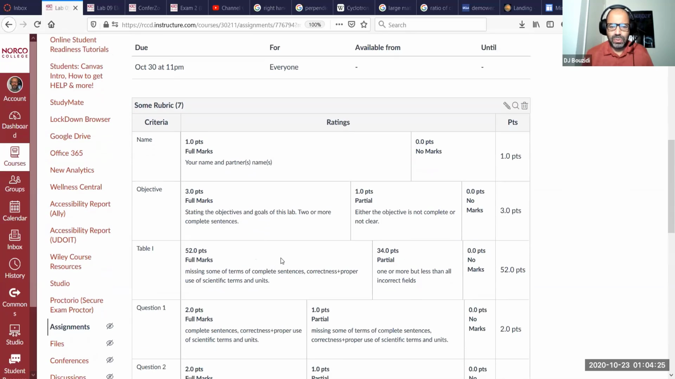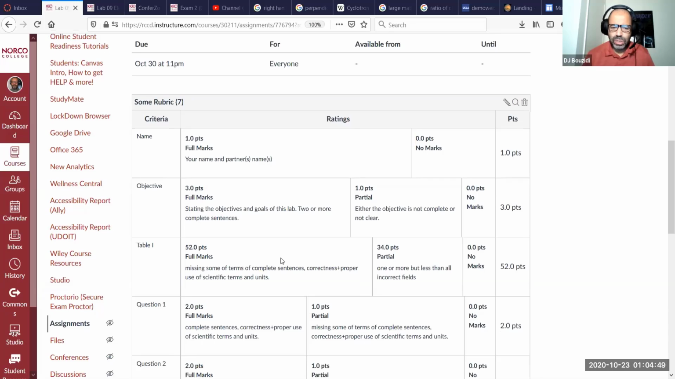Then we have the tables. We start right away after the objective with a big table. It has 52 points because it has 52 entries. Some of these entries you need to calculate. Some of these entries you just transcribe from your observations. If you miss one or more entries, you're going to lose points depending on how many you miss. If you don't do anything, you're not going to get any credit for it.